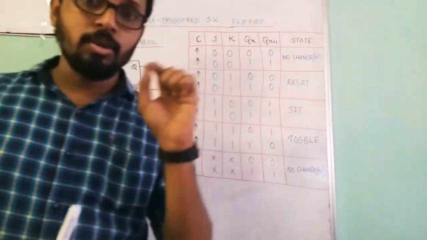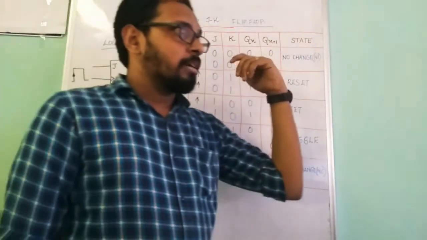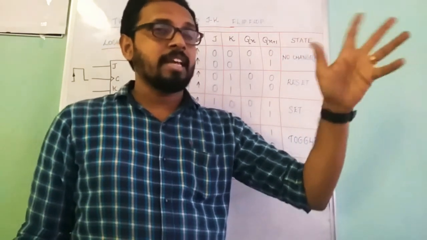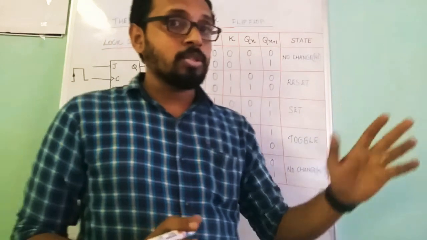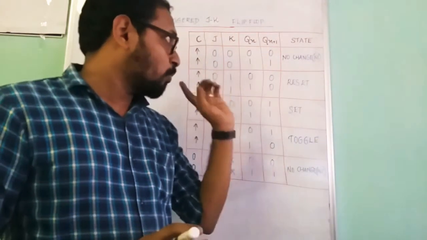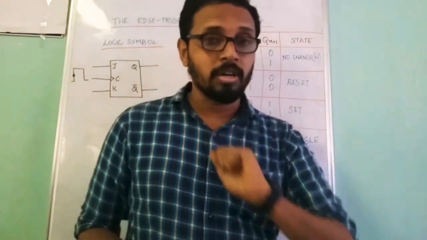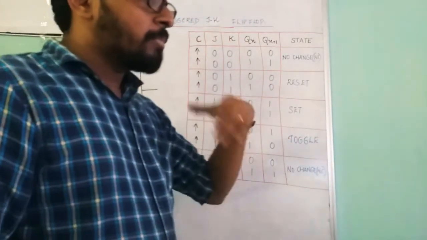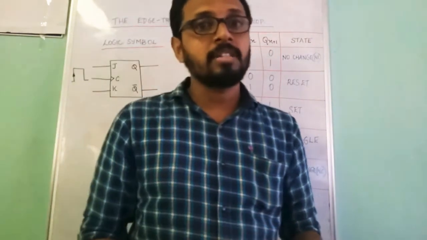Toggle condition. What does toggle mean? When both inputs, J and K, are the same: if it's 0 0, it's the no change condition itself, and if it's 1 1, that is J equals K equals 1, then it goes to the toggle condition. Toggle means whatever be the present state value, the next state will hold the reverse value.